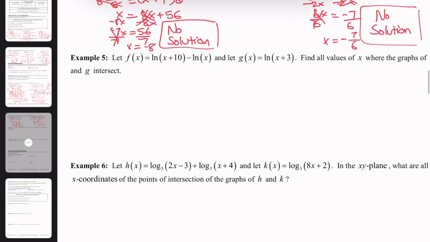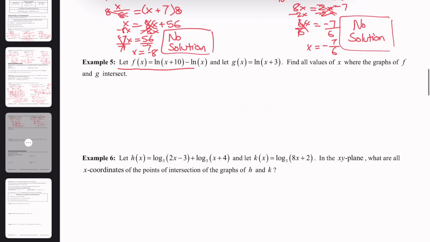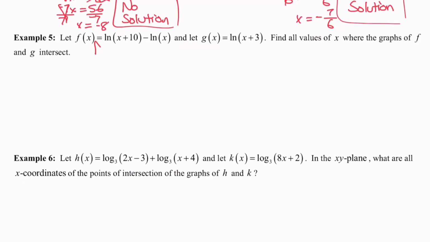So now example 5. Let f of x right here and let g of x equal to that. And find all the values of x where graphs of f and g intersect. So I don't know if you guys are allowed to use calculator, but I guess you can use calculator and find where it intersects there. But if we were to solve it, and we want to find the intersection, it's just them being equal to each other. So let's write that.